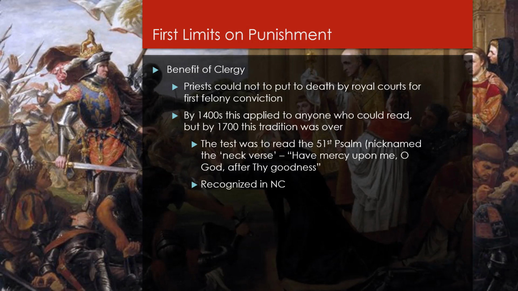One of the first ways people limited or avoided punishment was something called benefit of clergy. So remember I said that the king and the church were kind of separate. Well, another thing is the king couldn't reach into the church and grab someone who was a priest or a bishop or an archbishop or a cardinal or a monk or a nun and punish them. This was called benefit of clergy.